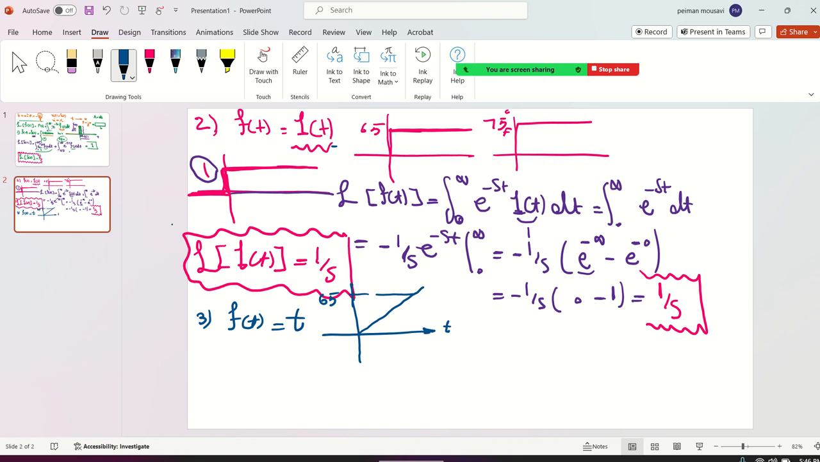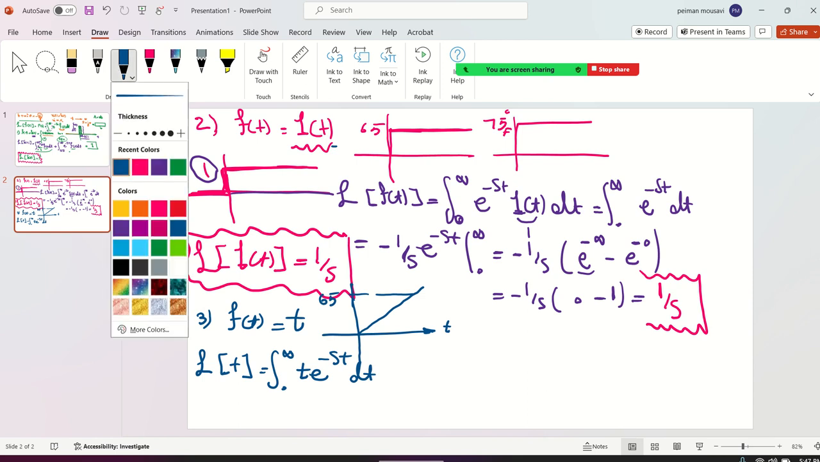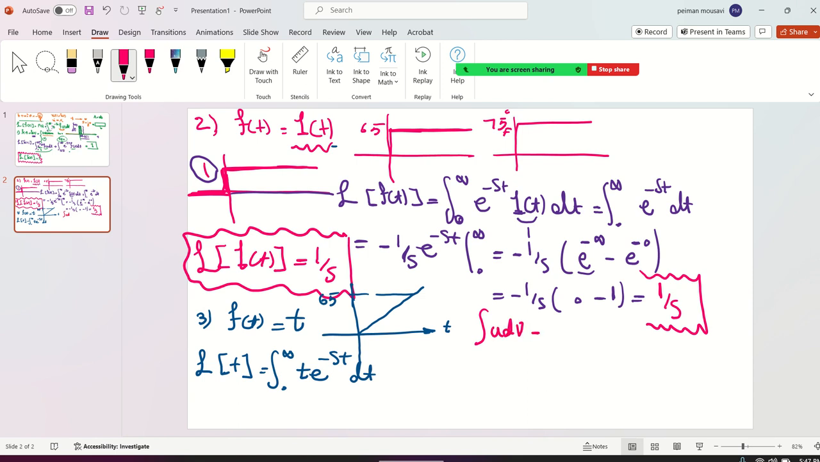So we know the Laplace of the ramp is the integral from 0 to infinity of t e^(-st) dt. This is integration by parts. I'm just going to do this one for you, but the rest I'm going to conclude. You know that the integral of u dv from high school is uv minus the integral of v du. So I'm going to say t is u and e^(-st) dt is dv.